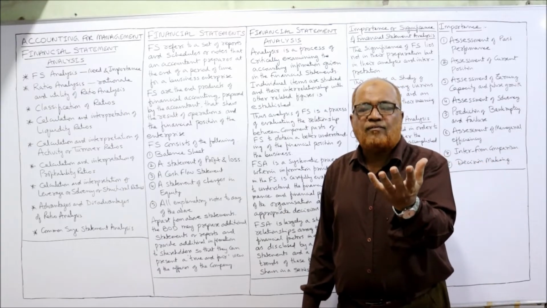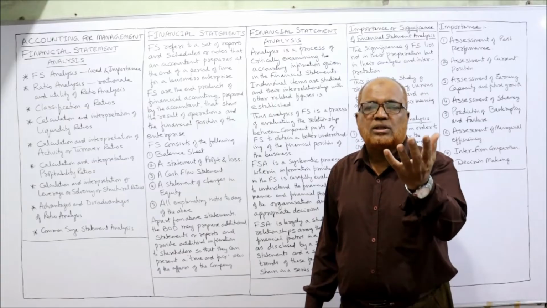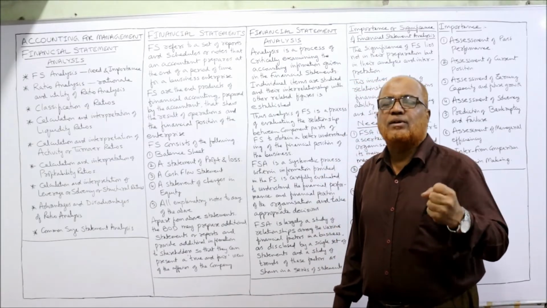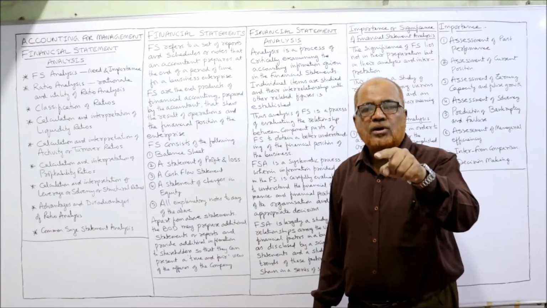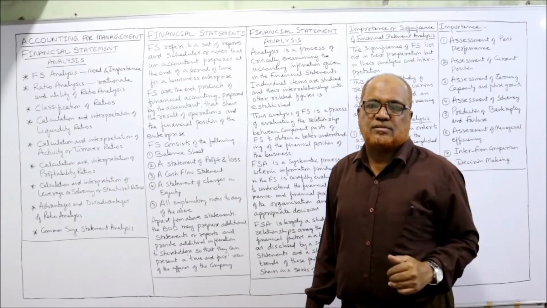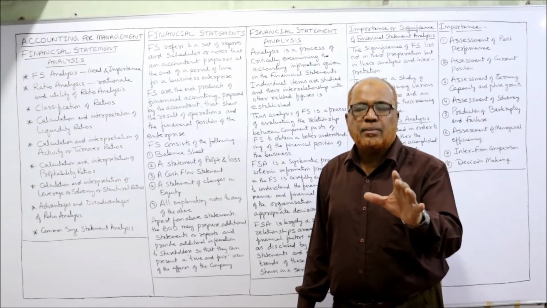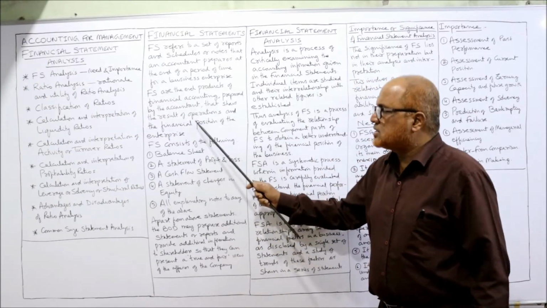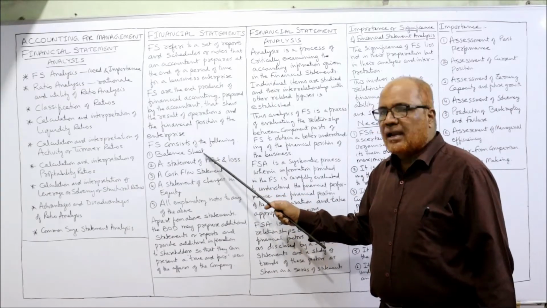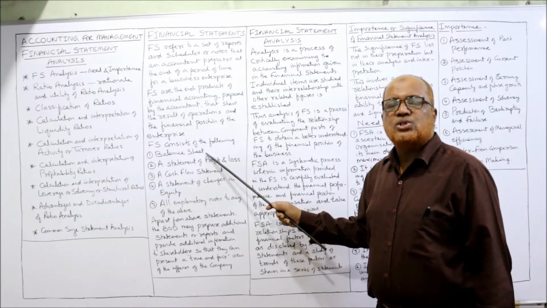Similarly, what is the financial position of the business on the last date? Financial position means what is the worth of the business, how much the business owns and how much the business owes. This can be known by preparing financial statements. So financial statement consists of balance sheet. It is also called statement of financial position.